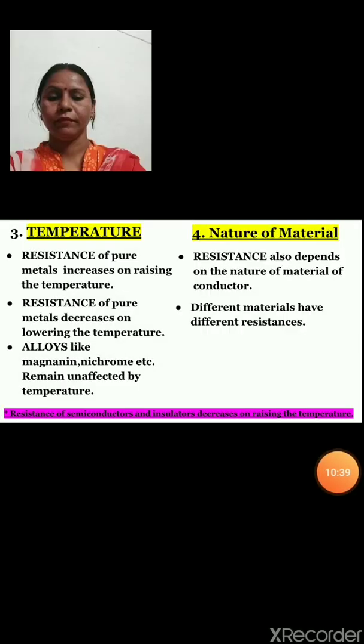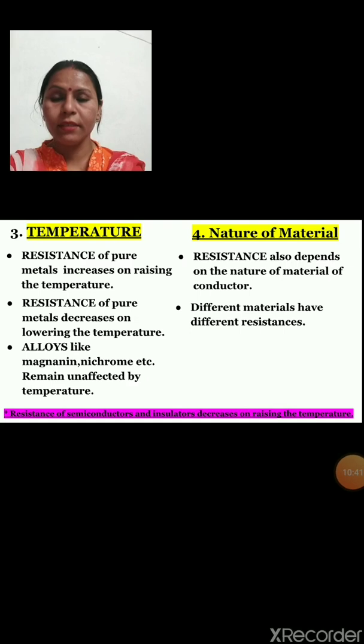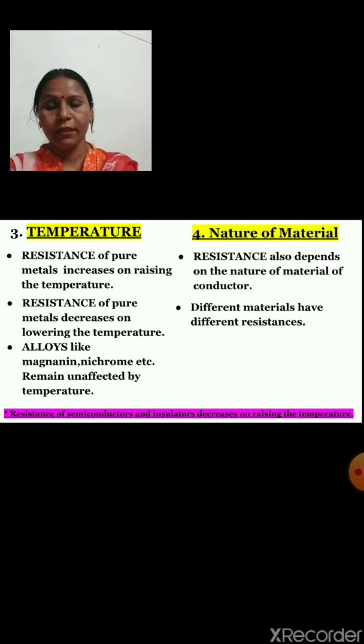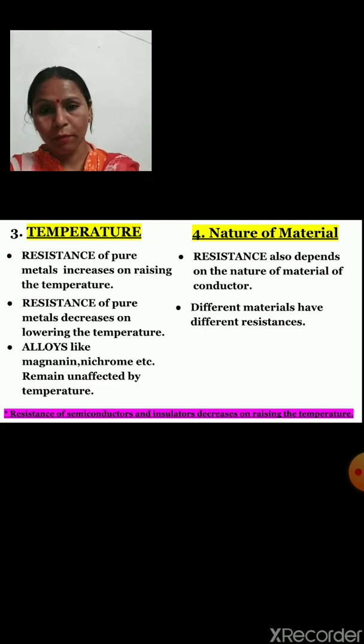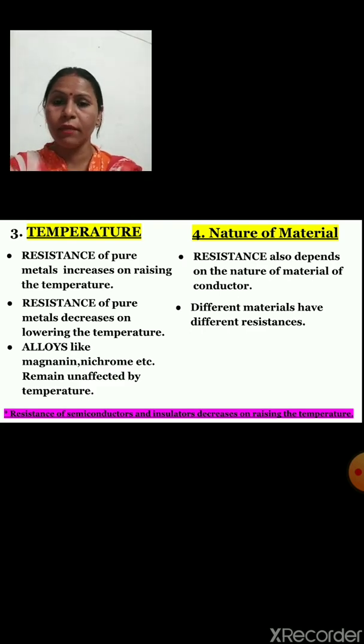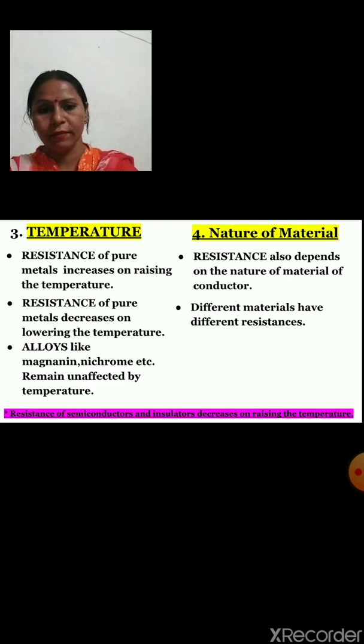Now the last factor is nature of material. Resistance also depends on the nature of the material of the conductor. As we all know, conductors are of different types. Some conductors or wires are made up of copper, some of aluminium, some of silver. As their nature is different, their resistance will also be different. So different materials have different resistances. It depends on their nature.